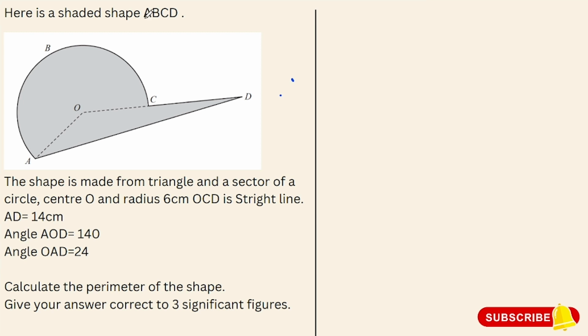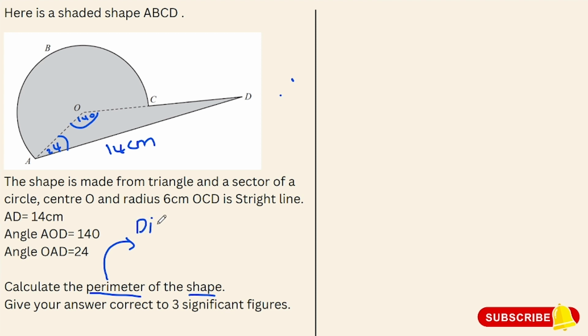Right, so here's a shape A, B, C, D. The shape is made up of a triangle and a sector. AD is 14 centimeters. Angle AOD is 140, so that's 140. I know that OAD is 24, so this is 24. And I've been asked to calculate the perimeter of the shape. So don't forget, perimeter means the distance around the shape.